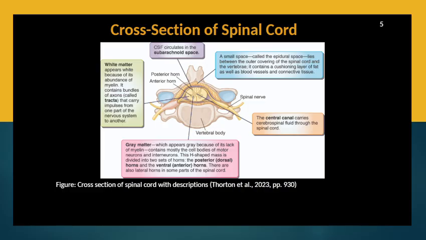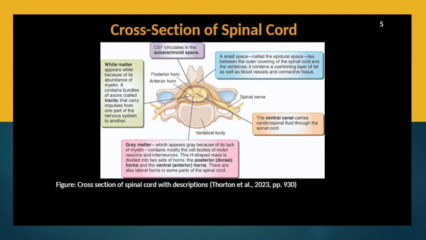This is a cross-sectional view of the spinal cord. It is essential for understanding how sensory and motor information travels between the body and the brain. The spinal cord is organized into white matter on the outside and gray matter on the inside, forming the classic butterfly or H-shaped structure that you often see in diagrams.